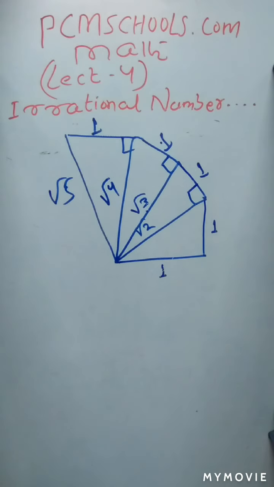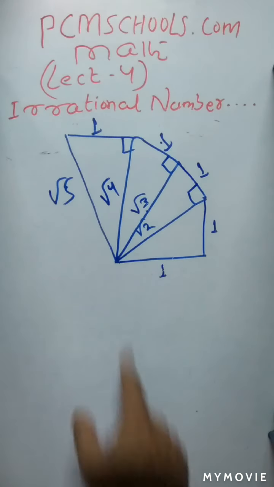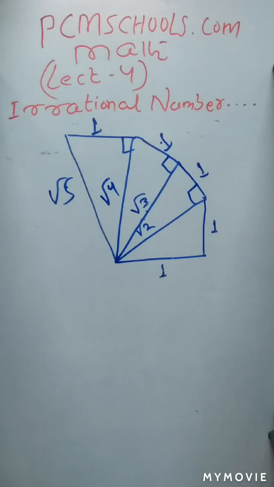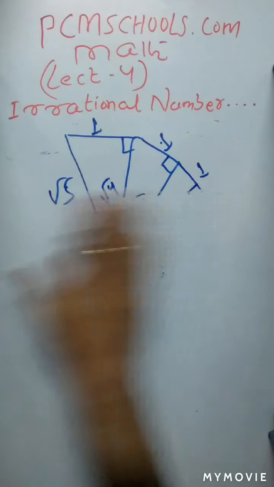So this is the method how to find the value of root x, root 5, root 6, like that. But this method is very time consuming. So generally we will take the method which I had discussed previously. Now let us solve some problems on this irrational number.